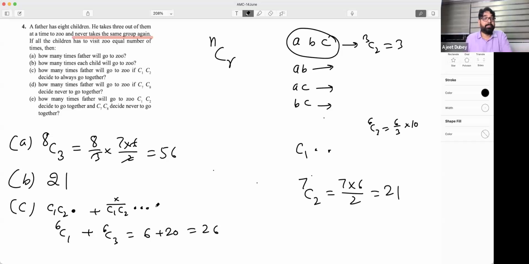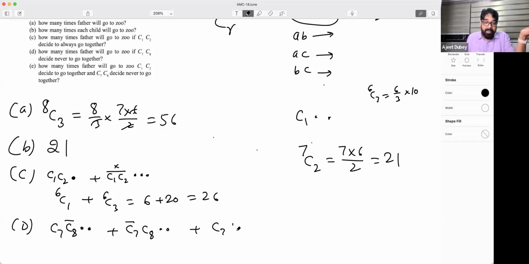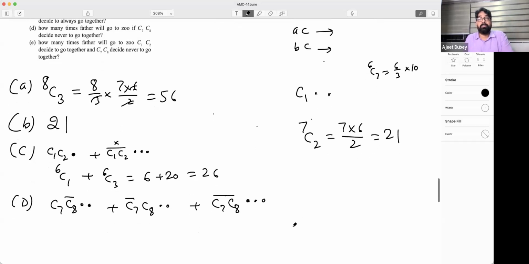Next, D bit. How many times will father go to the zoo if C7, C8 decided never to go together? They don't want to go together. So what is the possibility? C7 is coming, but C8 is not coming. Bar means not. And two more children. Or C7 not coming, C8 coming and two more children. Or neither C7 nor C8 is coming, three more different children. This is the only possibility.